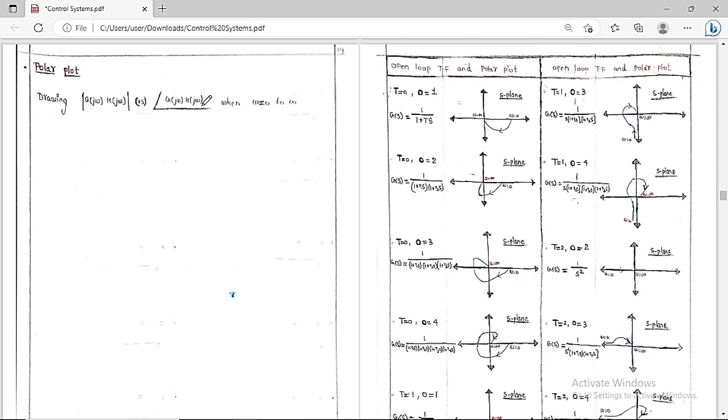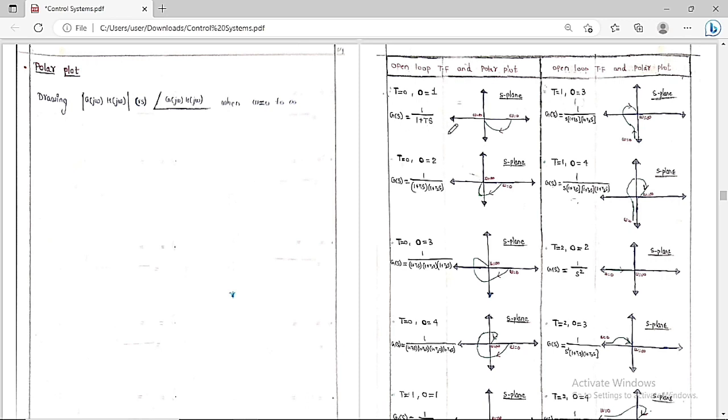So we can say finally, if you are going to draw the graph of the open loop transfer function magnitude versus phase angle when the value of omega is varying from 0 to infinity, that is called the polar plot. This is the magnitude of G(jω)H(jω) versus the phase angle of G(jω)H(jω) when the value of omega is varying from 0 to infinity, then we can say that is said to be polar plot.